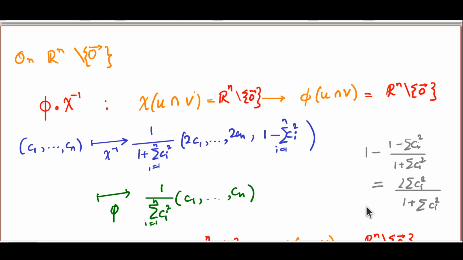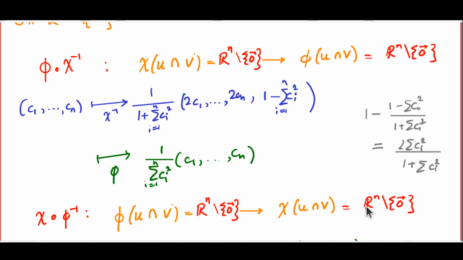Hence, phi composite chi inverse is an example of a C infinity function, a function which can be differentiated as many times as you want. And of course, all its derivatives are continuous. A very similar calculation can be done as far as the other transition function, chi composite phi inverse, is concerned.